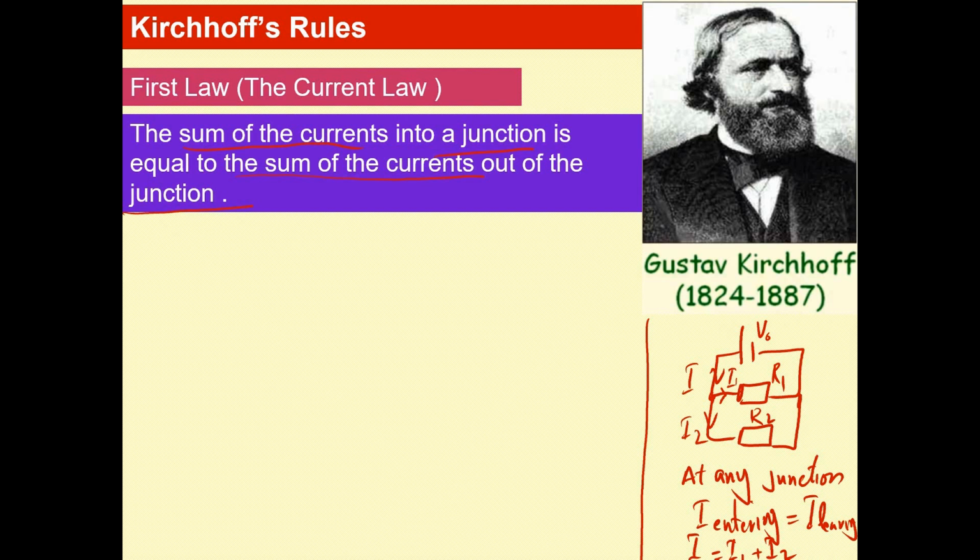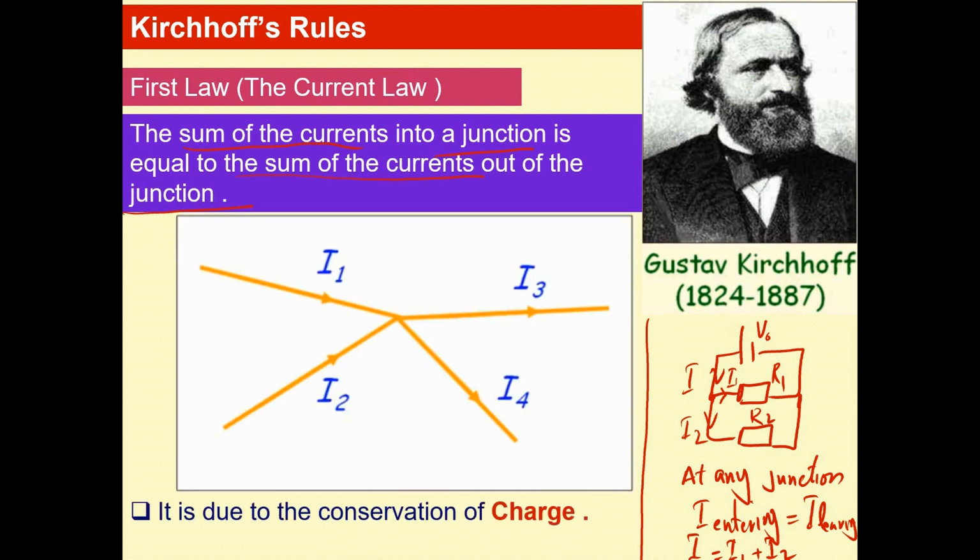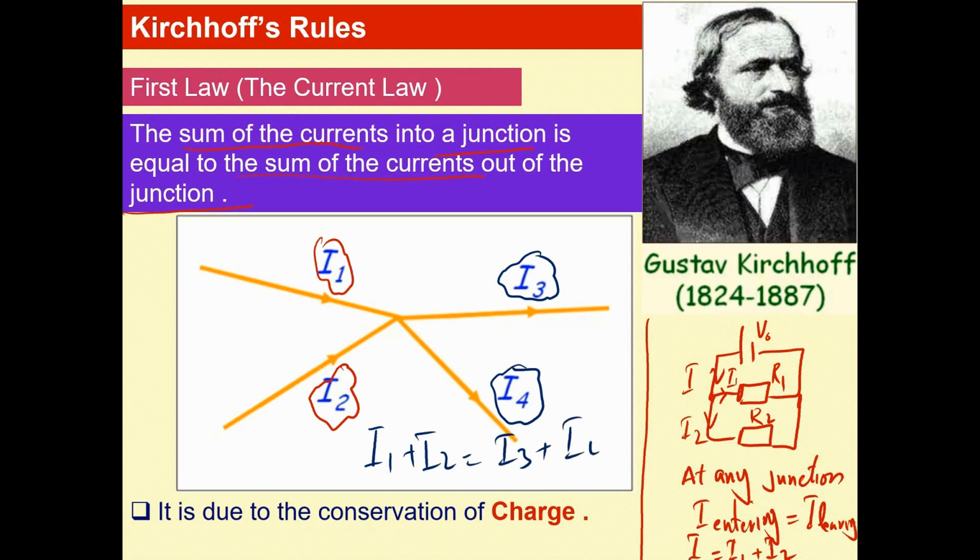We can also understand this with another example. Now you can see in this example, this is a junction. So we can see I entering is I1. This is I entering and this is also I entering. And I leaving, we can see this is I leaving and this is also I leaving. So we can write down according to Kirchhoff's law, in this case, I1 plus I2 has to be equal to I3 plus I4.